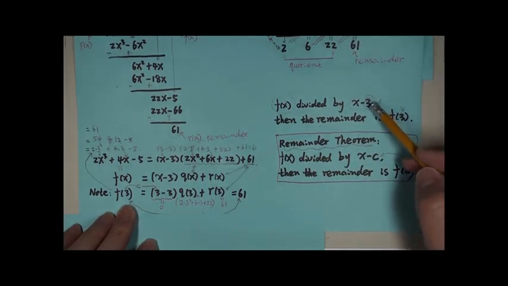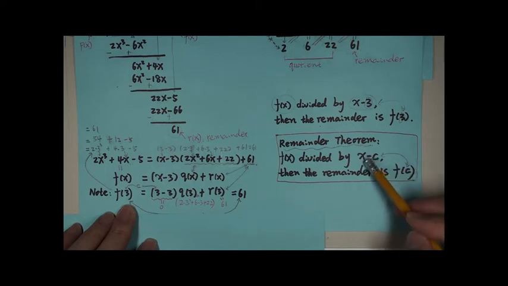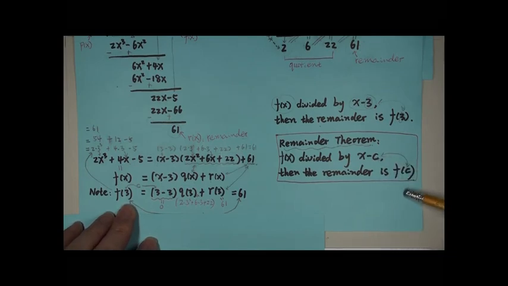Here 3, in general, if here is 4, here will be 4. If here is 5, here will be 5. Remember, it's always x minus c, and here c, here c. Okay? So that's the theorem.